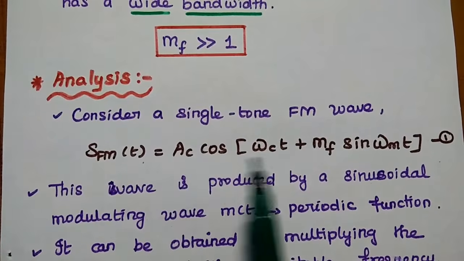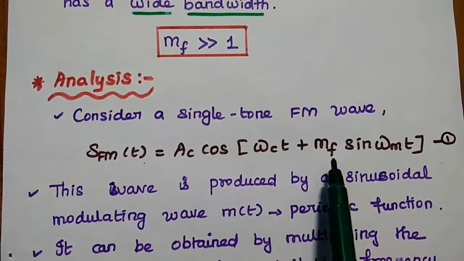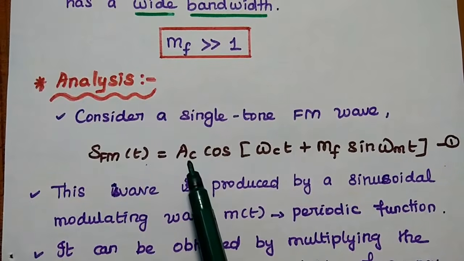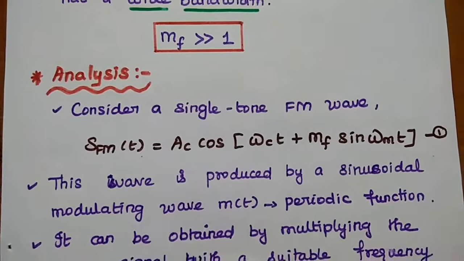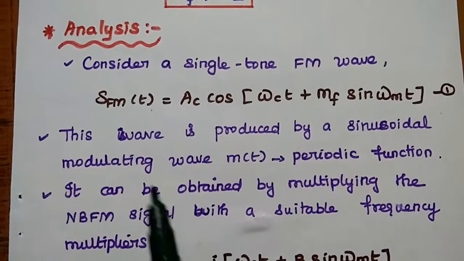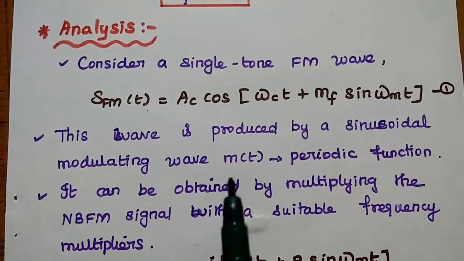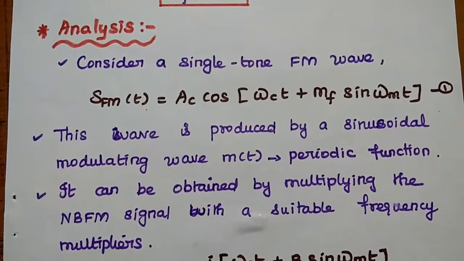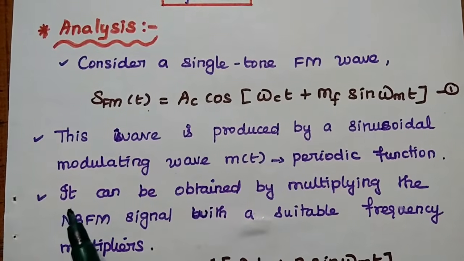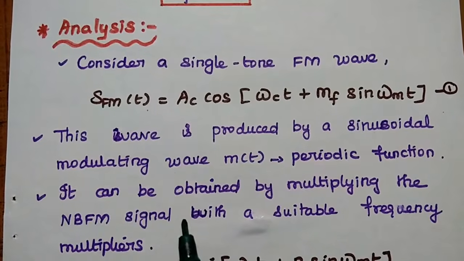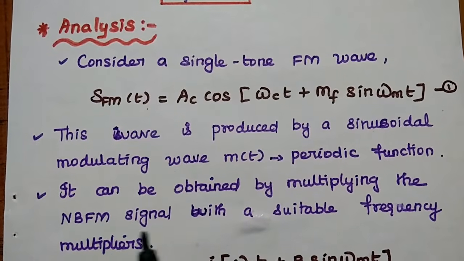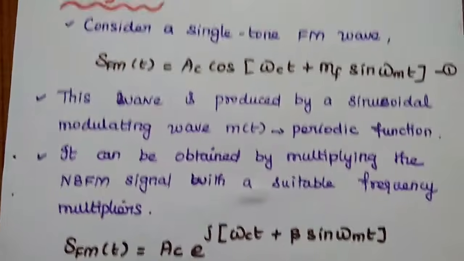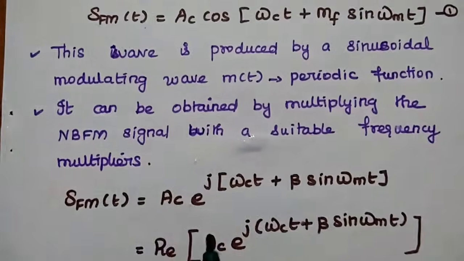So the frequency modulated signal depends on the modulation index over here. There is no change in carrier amplitude; it remains constant. So consider this as the first equation. This frequency modulated wave is produced by a sinusoidal modulating wave m of t, which is nothing but a periodic function. Here, the wideband frequency modulated signal can be obtained by multiplying the narrowband frequency modulated signal with suitable frequency multipliers.